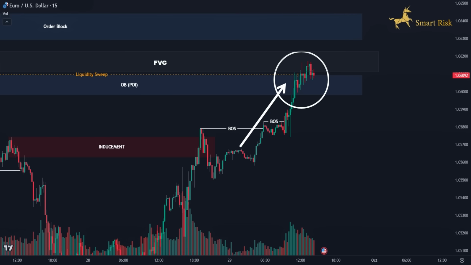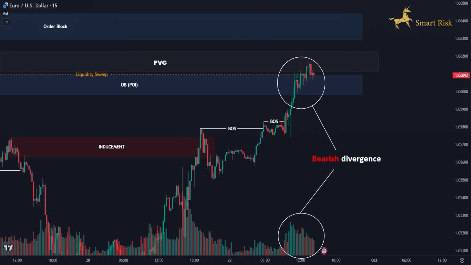Now, if we look at the volume indicator, we can see that as the price continued its upward movement toward the point of interest, the volume bars started to get smaller and move in the opposite direction. This suggests a bearish divergence and signals an upcoming price pause or reversal to the downside, indicating that despite the upward price movement, the buying pressure is decreasing. So, we have the desired confirmation that we were looking for.